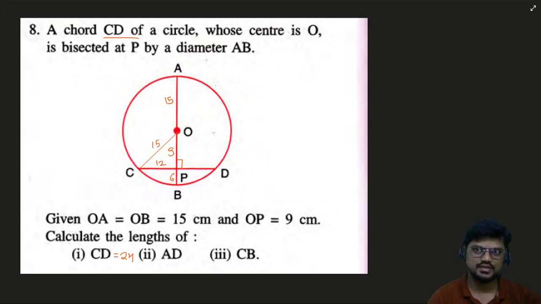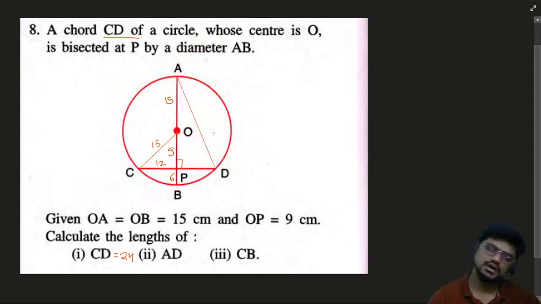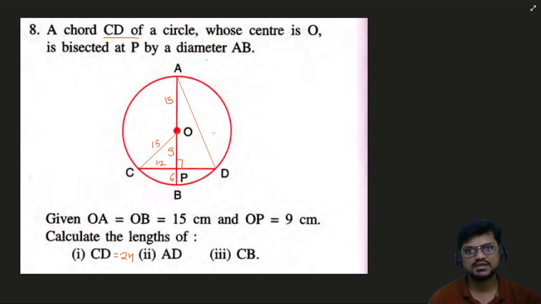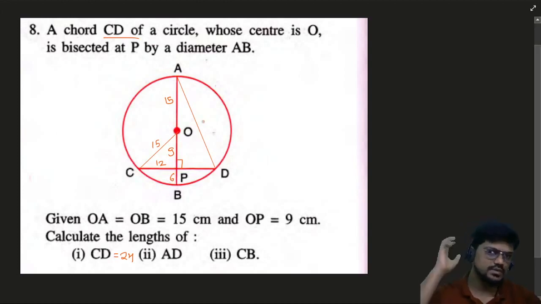After that, they are asking to find AD. For that 24, the reason we will write is: the perpendicular to the chord bisects the chord. That's why it is 24. Now the next thing they are asking is AD. So what will be the AD? Again, this will be 12. This is 15 plus 9, that is 24. So using Pythagoras, you'll get AD also.